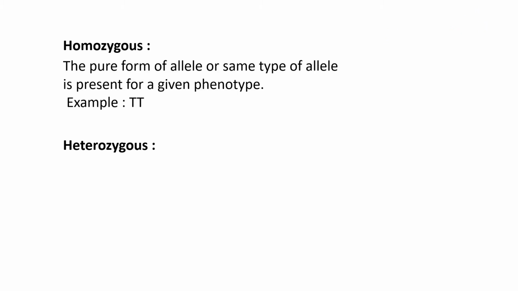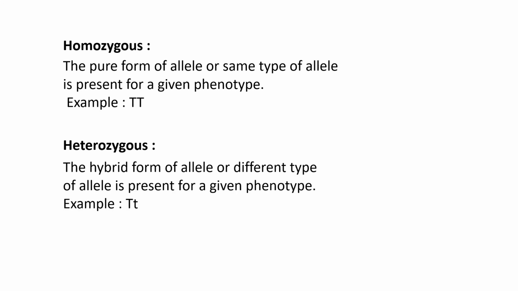Homozygous and heterozygous. Homozygous means pure form. Heterozygous means hybrid. Let us see what is homozygous. See, capital T, capital T. It is repeating the same letter. It is homozygous. Capital T, small t, it is different. It is hybrid. It is heterozygous. Okay, children? Homozygous: pure form of allele, or the same type of allele, is present for a given phenotype. Heterozygous: hybrid form of allele, or a different type of allele, is present for a given phenotype.